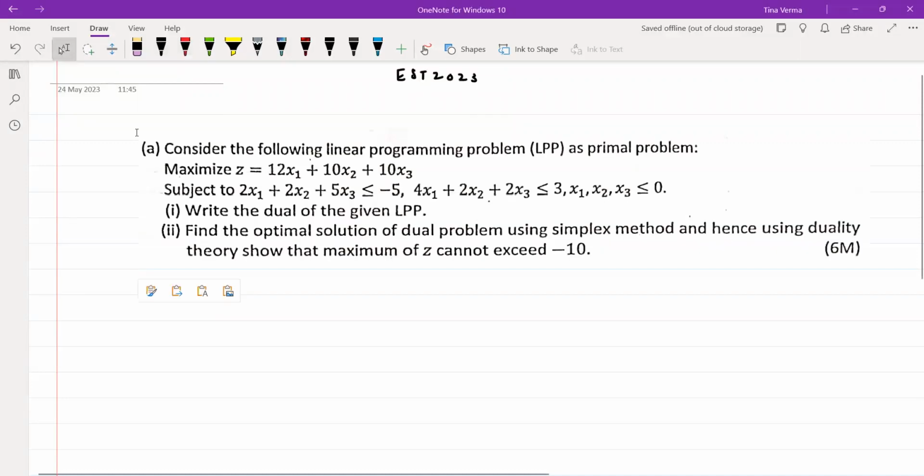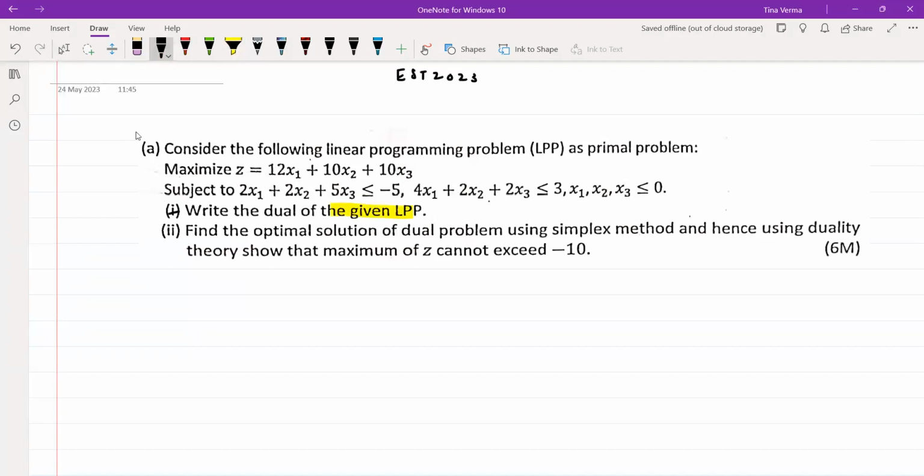this. You were given the following LPP as a primal problem, and the given problem was this. And in the first part, you have to write the dual of the LPP. That means we have to write the dual.